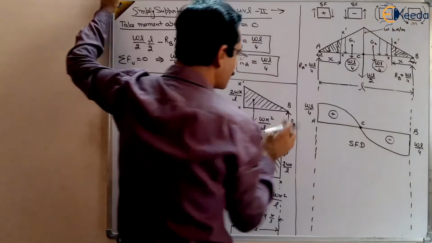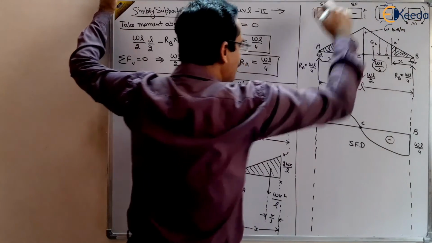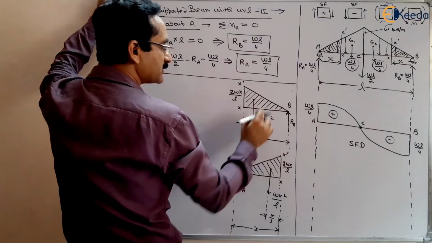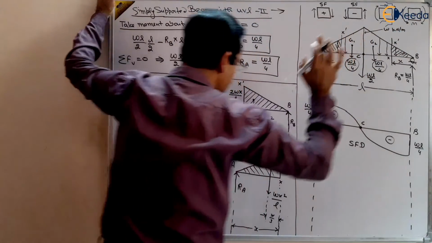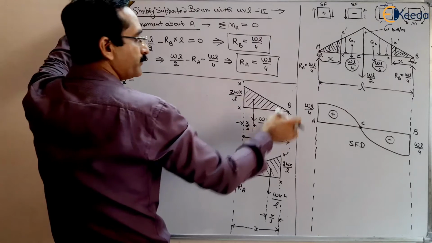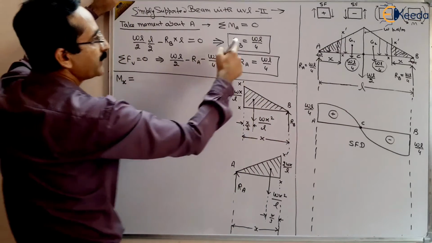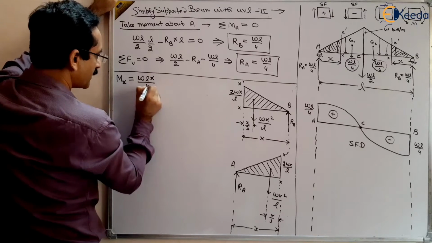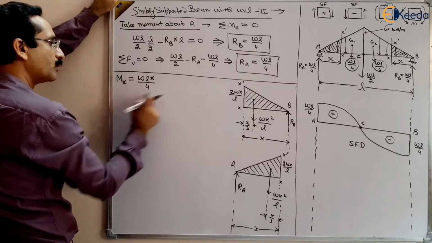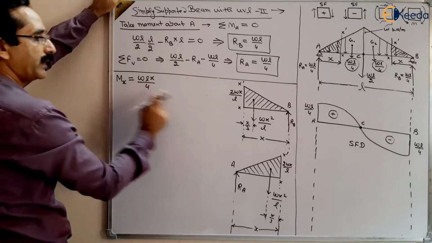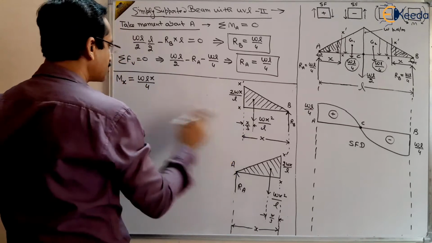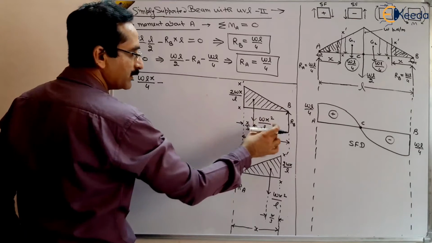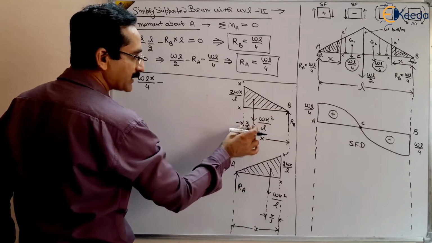The moment of RB will be positive because it is anti-clockwise to the right of the section, and the other is clockwise to the right of the section, so this is negative according to our sign convention. So RB multiplied by x, and what is RB? WL by 4. So WLx by 4, the moment of RB about x. And this is minus because it is clockwise.